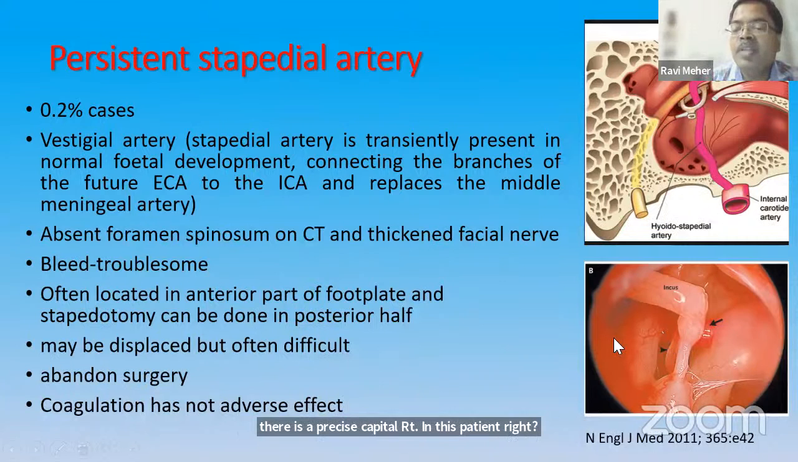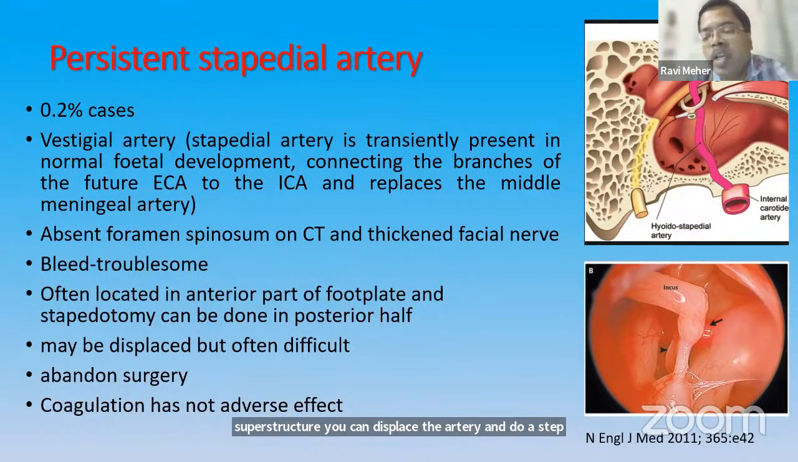How to manage? If it is located anterior to the foot plate, in the anterior part of the foot plate, you can do a stapedotomy in the posterior half. Sometimes, after removing the superstructure, you can displace the artery and do a stapedotomy, which is often very difficult. Most of the time it has to be abandoned.